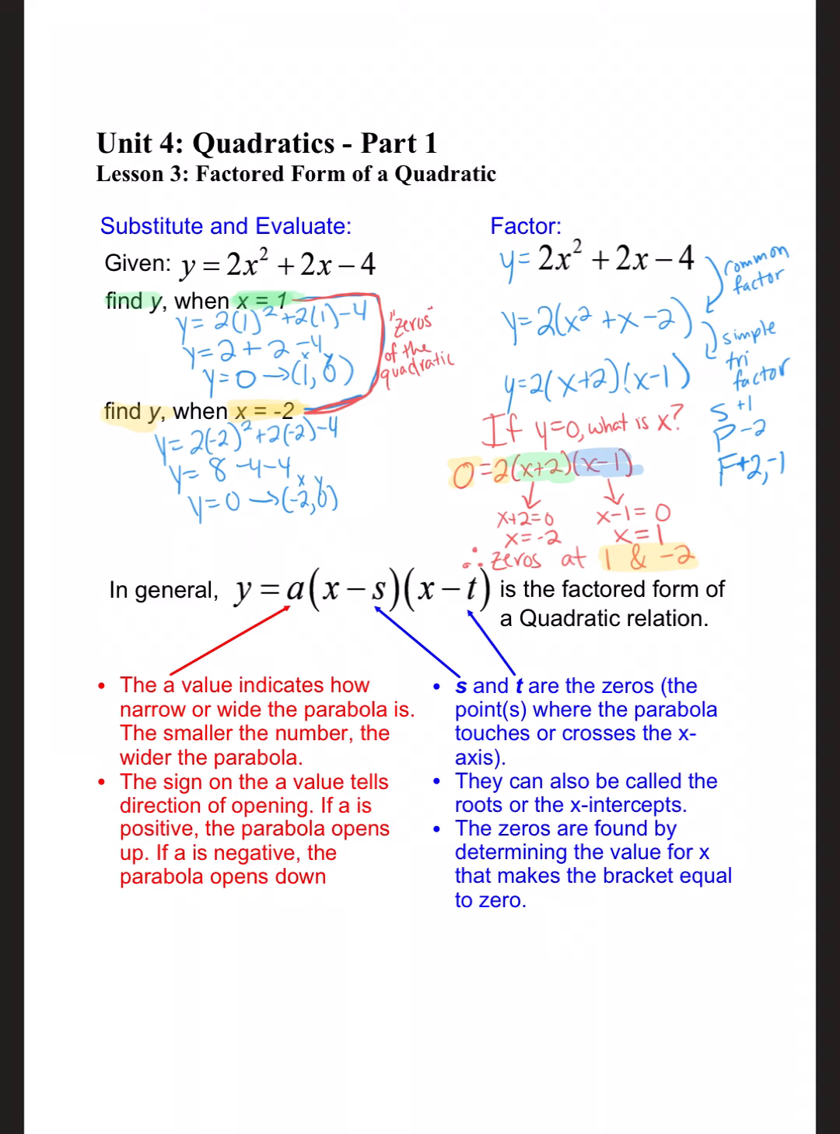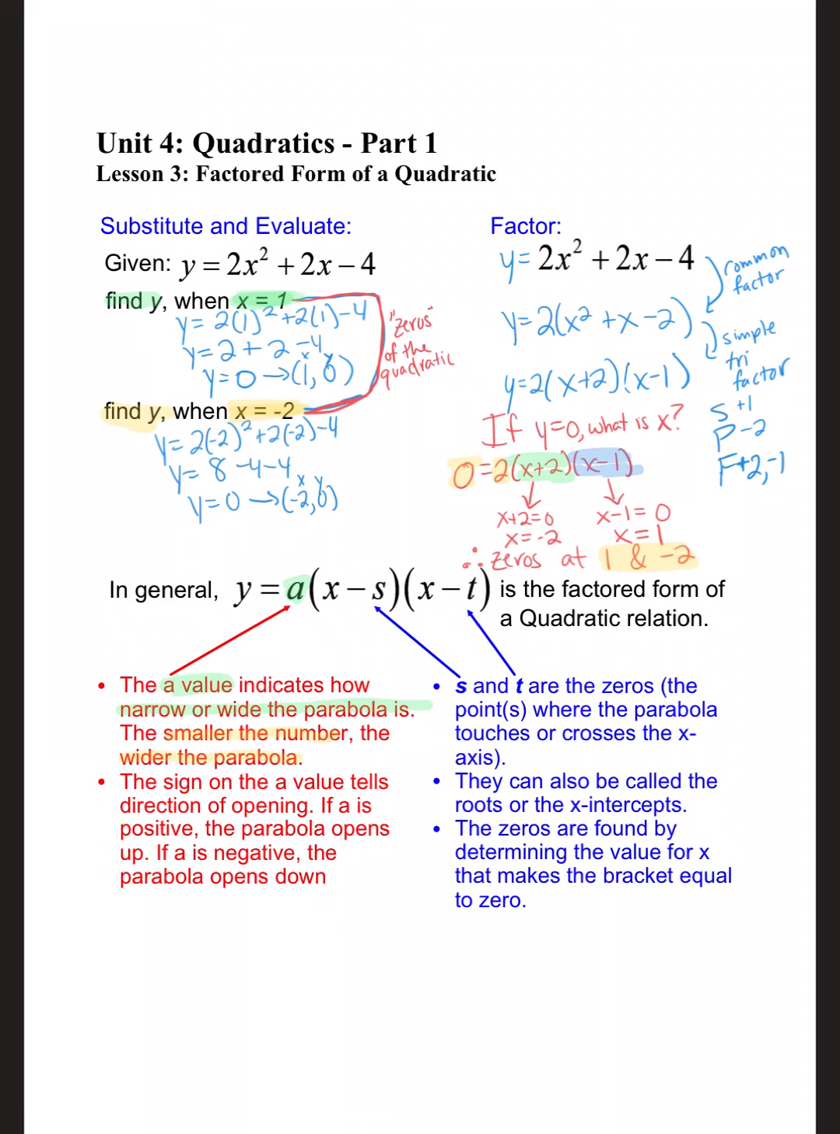So let's talk about our general factored form of a quadratic. We've seen what factored form looks like when we did our factored unit, but we've never talked about what each of those pieces represents. The first one we have is this a value. The a value indicates how narrow or wide the parabola is. The smaller the number, the wider the parabola.